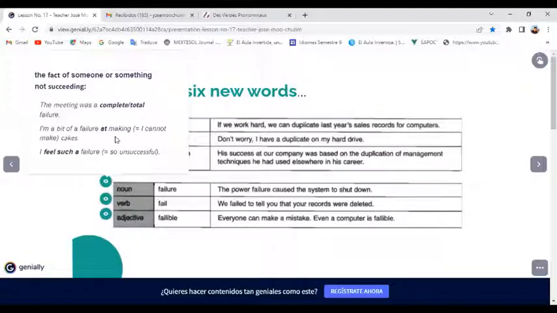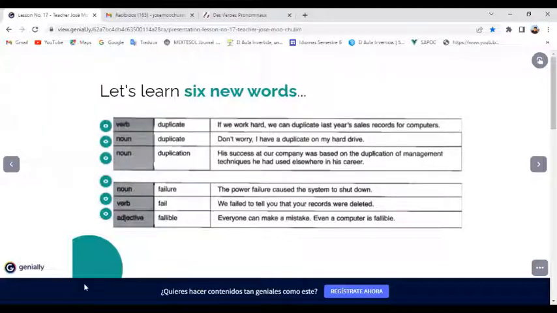I'm a bit of a failure at making cakes. I feel such a failure. Okay, thank you. The meeting was a complete, total failure. I'm a bit of a failure at making. That means I cannot make, in this case, cakes. And I feel such a failure. No me siento exitoso. Okay, entonces, failure is el hecho de que alguien o algo no funcione o no tenga éxito esperado.